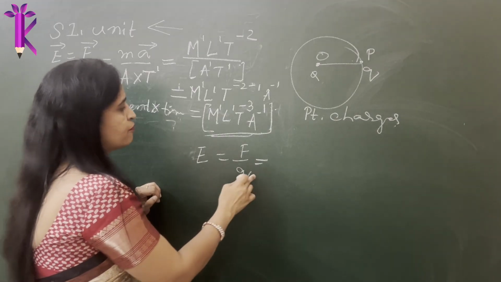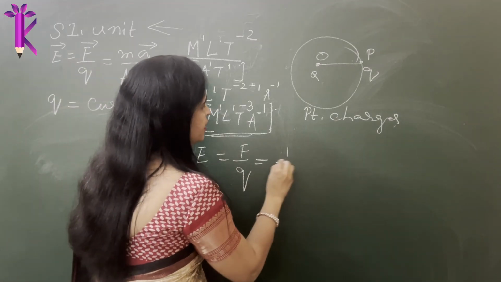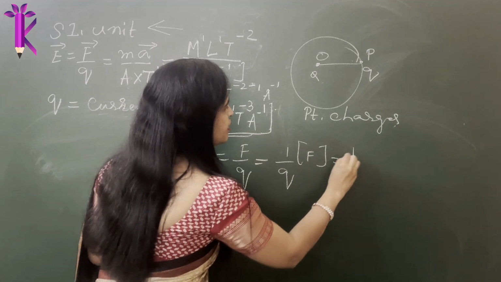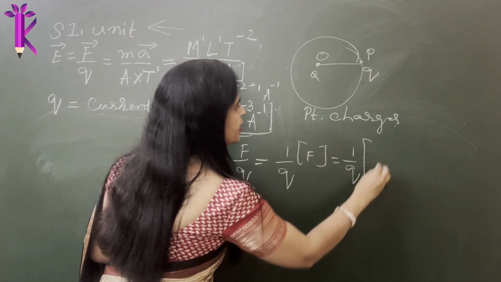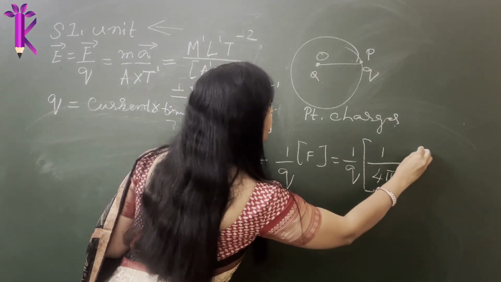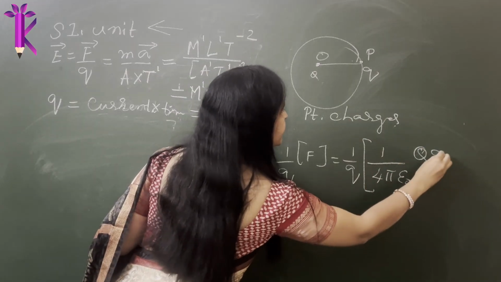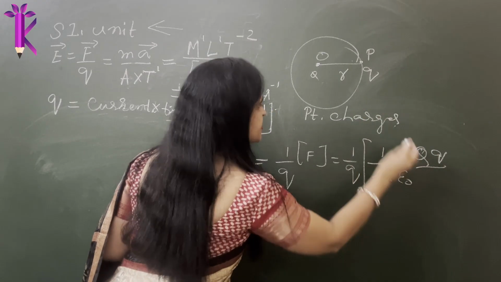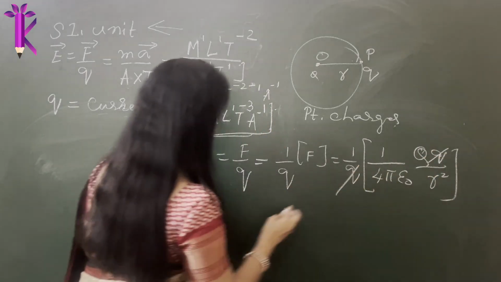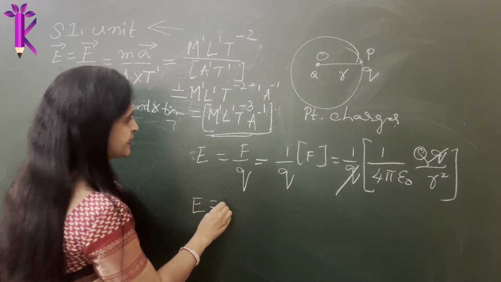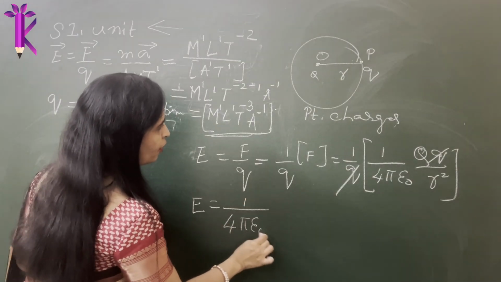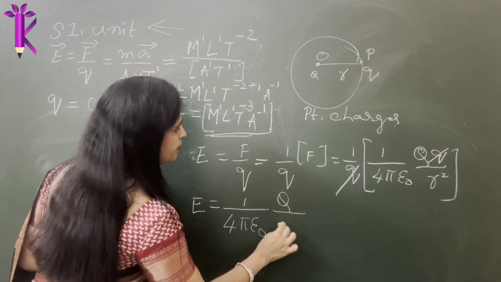Now E is equal to F by Q. What is the expression for F? So 1 by Q I will separate, which is F. F is the Coulombian force. So 1 by Q into the Coulombian force is 1 by 4 pi epsilon naught, Q into Q divided by, if the distance of separation was R, it will be R square. So Q and Q get cancelled. So what becomes the expression for electric field? Electric field is 1 by 4 pi epsilon naught, Q divided by R square.